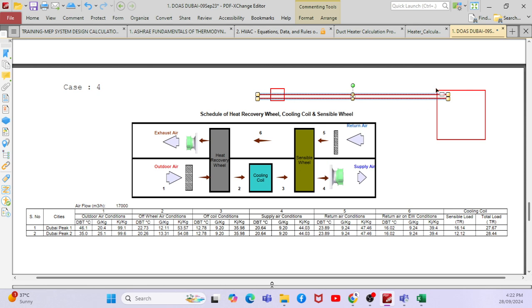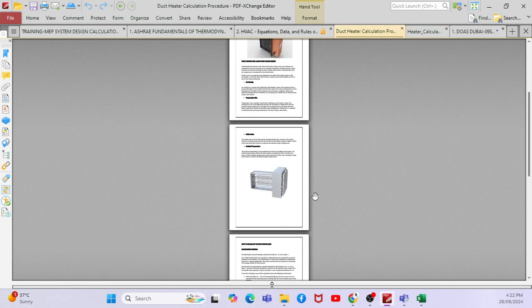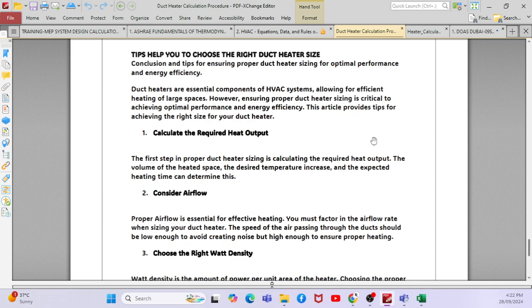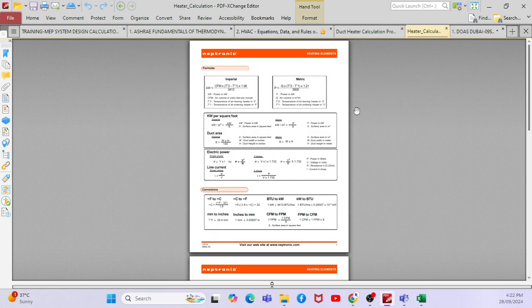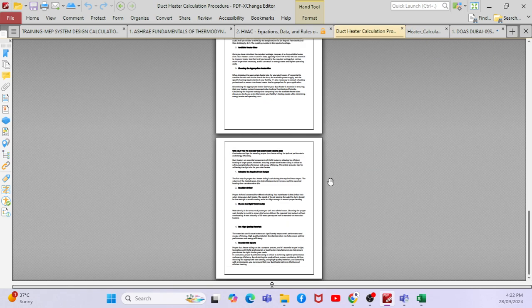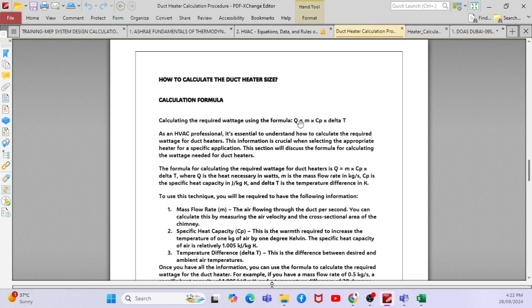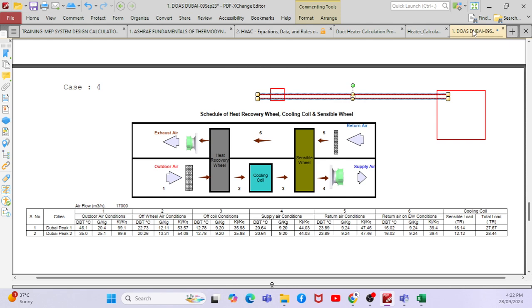Now, to calculate the duct heater, there is a simple formula. You can go to one of the guidelines which I am sharing with you to calculate the duct heater required capacity. It is a very simple formula, the same normal equation: Q equals m c p delta T. The mass flow rate, the density, the specific heat, and the delta T.